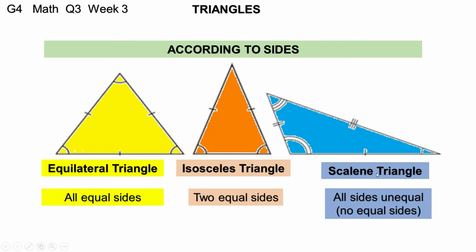And scalene triangle. A scalene triangle, all sides are unequal or no equal sides. Walang magkakatulad na haba sa sides ng triangle. So, example ito. Yan. Ito yung pinakamaiksi. Tapos sa ilalim ay medyo mahaba at pinakamahaba yung nasa itaas. Magkakaiba sila ng haba. So, those are the triangles according to sides.